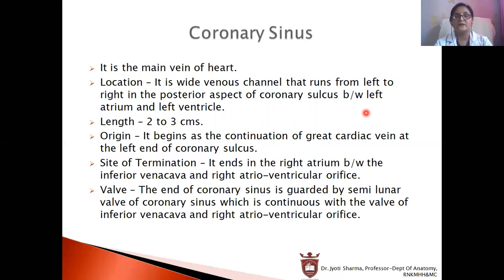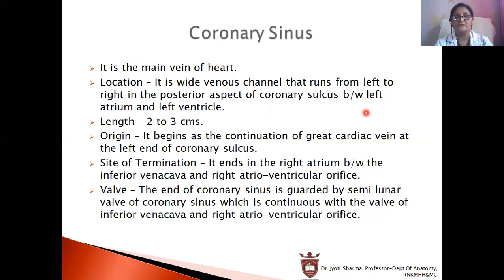Now we see the coronary sinus. It is the main vein of heart. It is a wide venous channel that runs from left to right in posterior aspect of coronary sulcus between left atrium and left ventricle. Its length is 2 to 3 centimeters. It begins as a continuation of great cardiac vein at the left end of coronary sulcus. It ends at the right atrium between the inferior vena cava and right atrioventricular orifice.